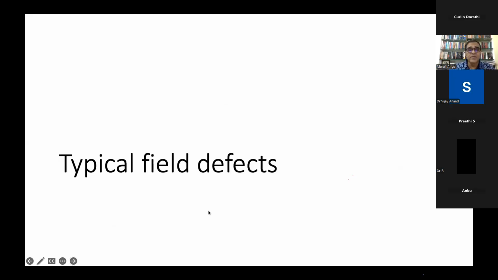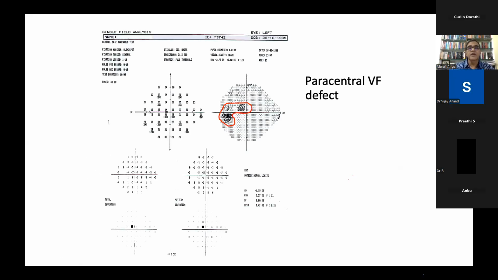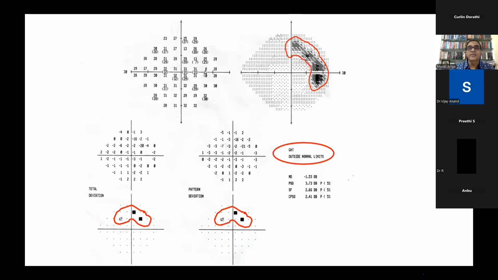A few examples of typical field defects before I close. This is a classic for the exam, for the benefit of students who have joined. A typical example of a paracentral visual field defect is what in most exams they will ask: that the paracentral field defect is the earliest sign of a field defect in glaucoma. Paracentral visual field defect comes like this. This is an arcuate scotoma in which it joins with the blind spot. It gives you a typical arcuate kind of scotoma.